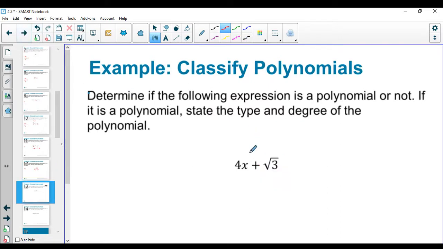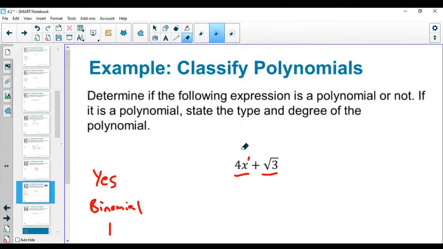Couple more. This one is a polynomial, right? We have a square root, but this is just a number. This is totally fine. This is a constant. The square root of 3, you could plug that in your calculator and you just spit out some constant. That's totally fine, right? And we have 2 terms, so it is a binomial. And the degree is 1, right? Because we have an x to the first, that's the highest degree. This would be 0 degree, so the highest is 1.